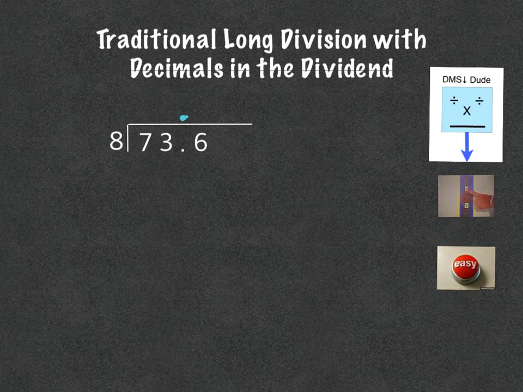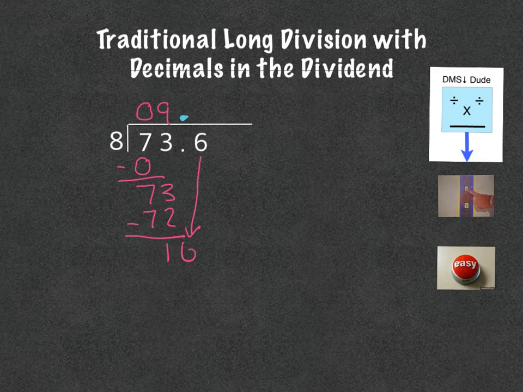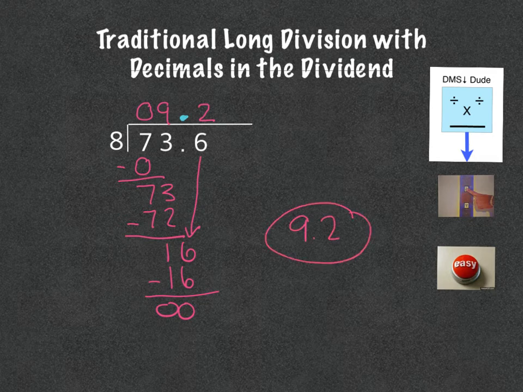Okay, so here we go. Can 8 go into 7? Nope. 0 times 8 is 0. Subtract and I get 7. Bring down my 3. 8 times 9 is 72. Subtract and I get 1. Bring down my 6. 8 goes into 16 twice. 2 times 8 is 16. Subtract, and we get 0. So our answer is 9 2/10.